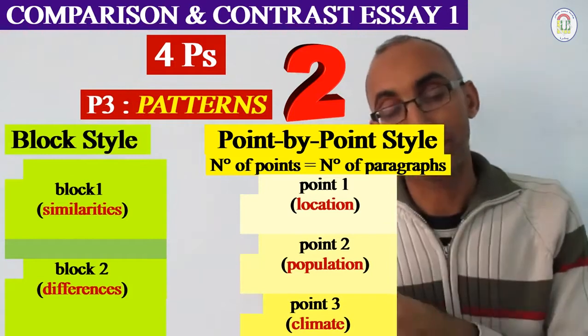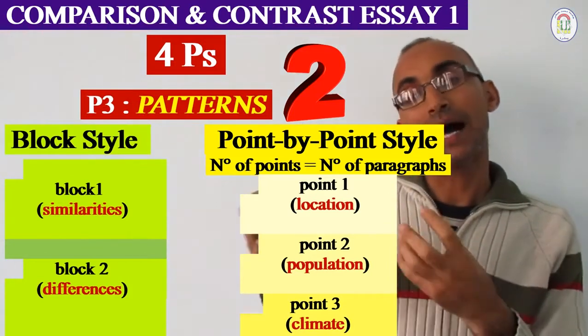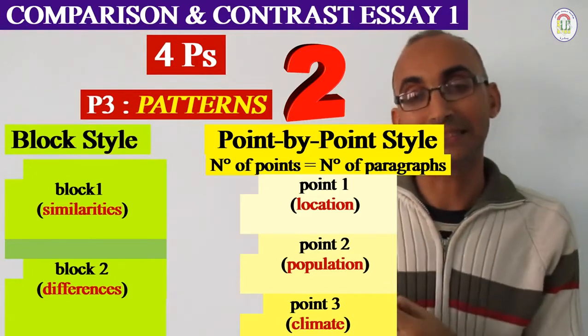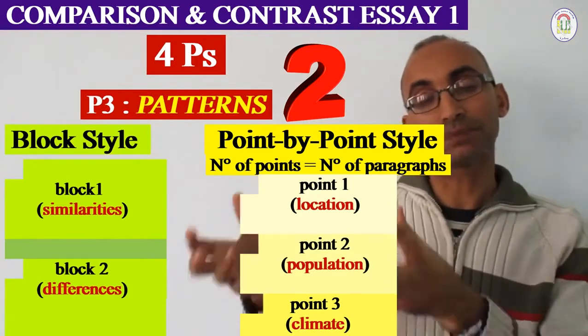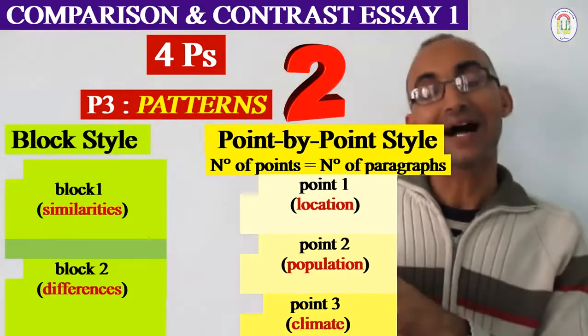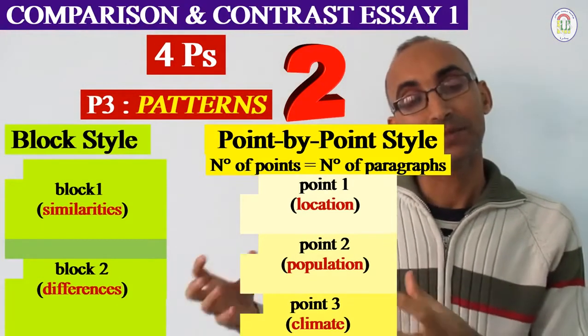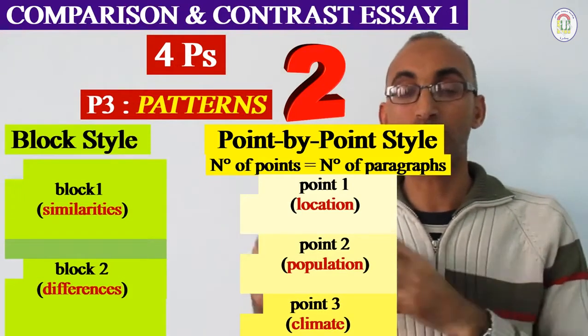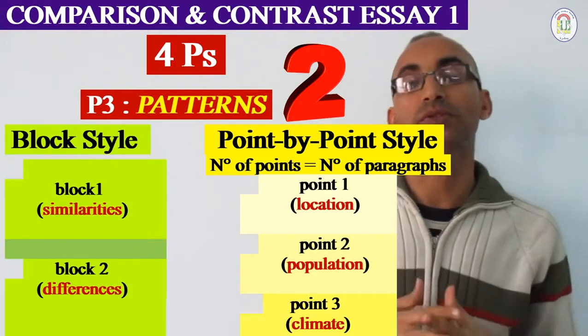Clear? Then, point B, population. How population is similar or different among the two cities. Then, point 3, third paragraph, will be about climate. I will show how these two cities are similar and different in terms of the climate together. Clear? Then I will conclude. So you are free to choose one of these patterns.